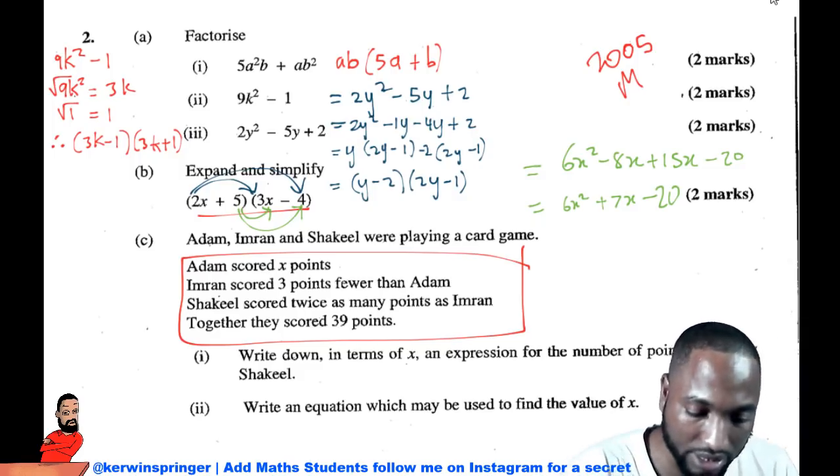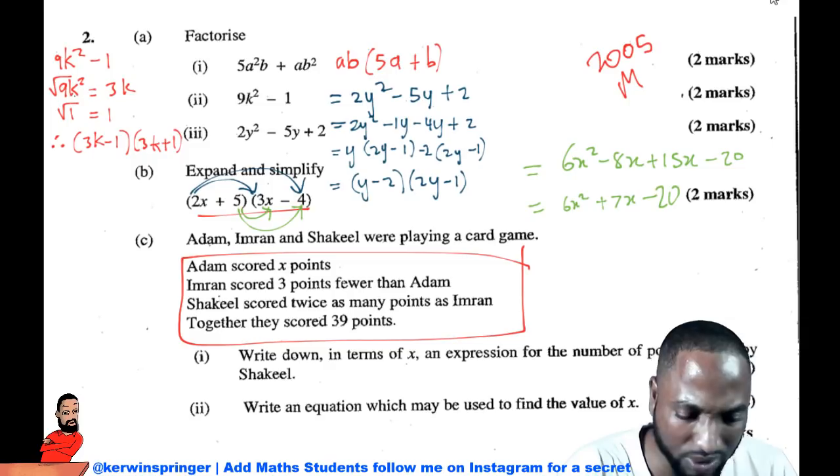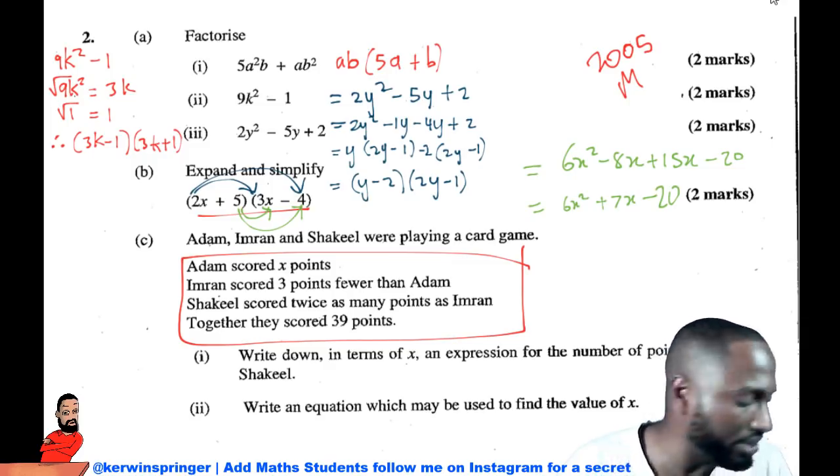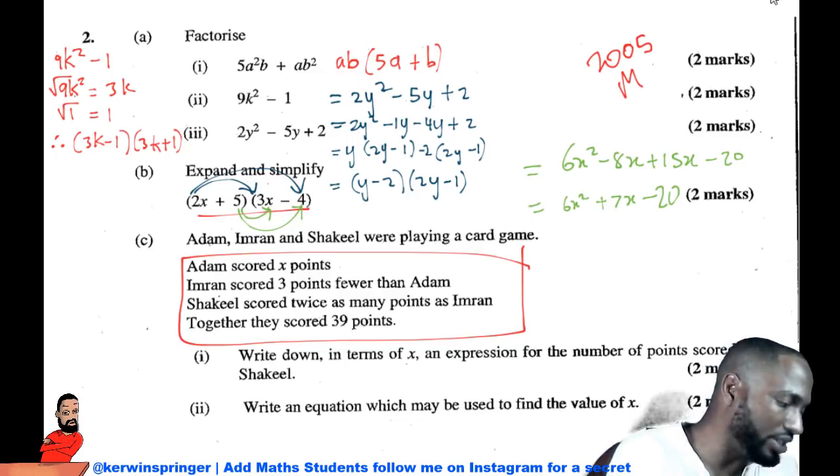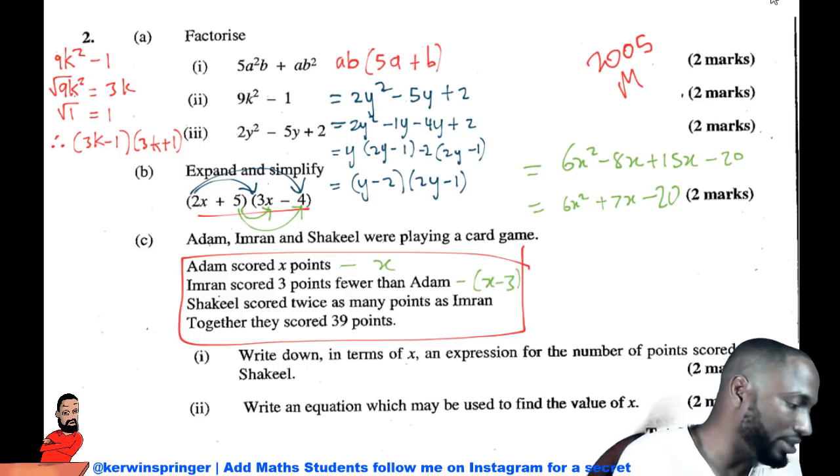Part C, 2 into x minus 3. Part C, 1. Write down, in terms of x, an expression for the number of points scored by Shaquille. Now we just write it out like last time. So Adam scored x. Imran scored 3 points fewer. Why do they use the same number? What's really going on here, man? So it's x minus 3 than Adam, right? I'm just making sure. Imran scored 3 points fewer than Adam, and Adam was x, so x minus 3.